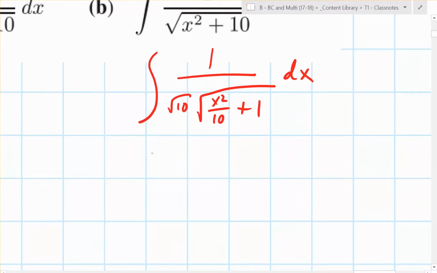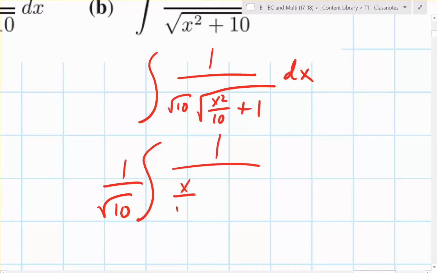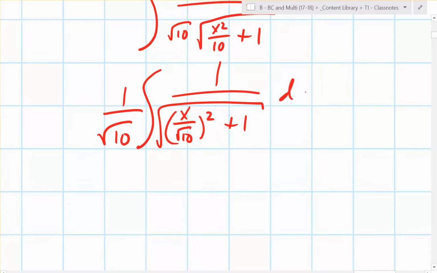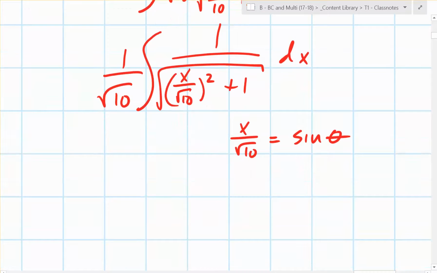So then what could you do? You could do 1 over root 10 like this, right? And then you're almost there, right? You have x over the square root of 10 squared plus 1 like this. Is that correct? That's right. And then what could you say? Can you use substitution? What's our substitution going to be? What do you think? So x over root 10 is equal to what? Sine theta. Is that right?